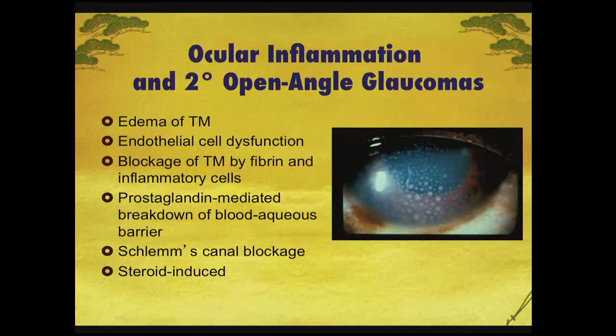Inflammation of the eye can cause a secondary open-angle glaucoma, thought to be either from edema of the trabecular meshwork, endothelial cell dysfunction, blockage of the meshwork by debris, prostaglandin-mediated breakdown of the blood-aqueous barrier might be occurring, Schlemm's canal can be blocked, and then obviously steroids can induce high intraocular pressure.